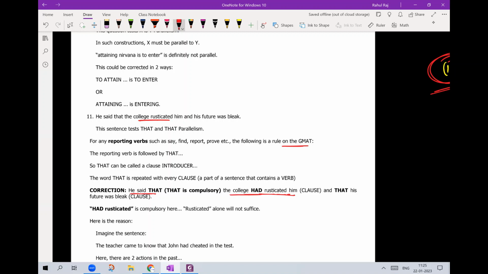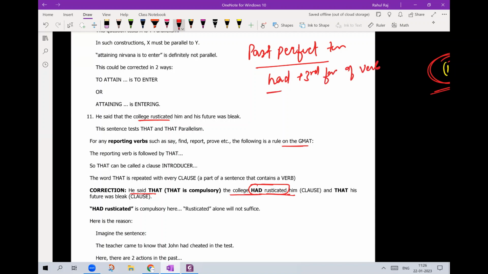Now, please understand why you use had over here. Please understand, guys, past perfect tense. Past perfect tense is nothing but had plus third form of the verb. Do not confuse with only had. You can come and tell me, Rahul, I had my breakfast. So when you had your breakfast, it is simple past. You started and you finished it, and you are sitting in the class now. So when you say had alone is always a simple past. Had plus third form of the verb is past perfect.